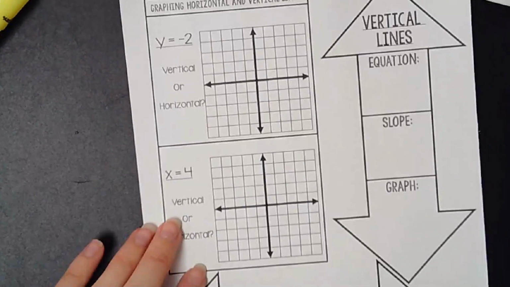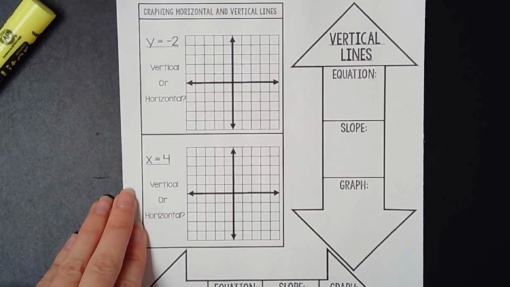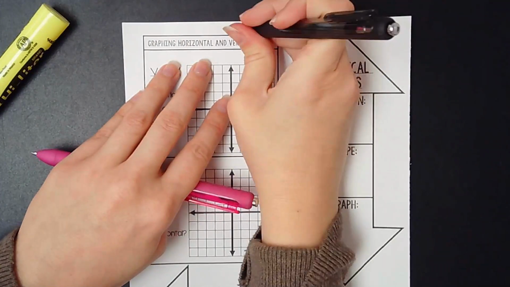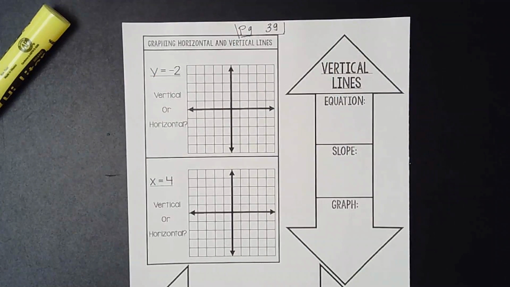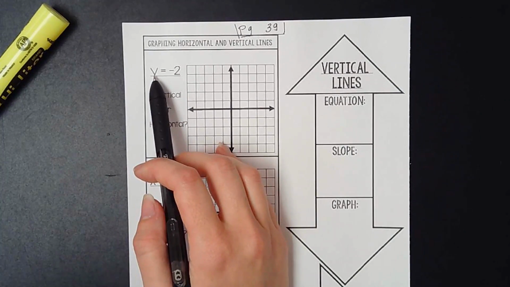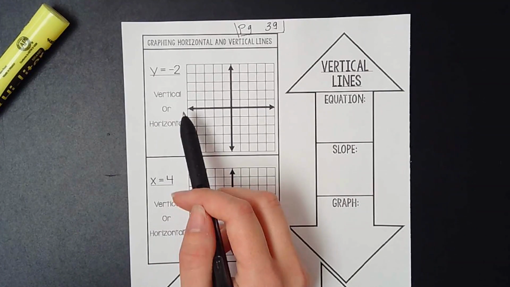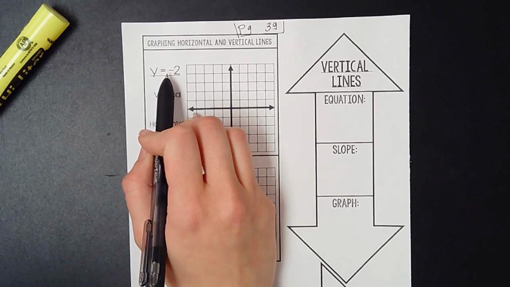Our last set of notes is the notes about horizontal and vertical lines. This is going to be in your notebook on page, what are we up to? Page 39. So when we're looking at horizontal and vertical lines, the equations will always either have only an x or only a y. They don't have both x and y. In this case, our equation says y equals -2.